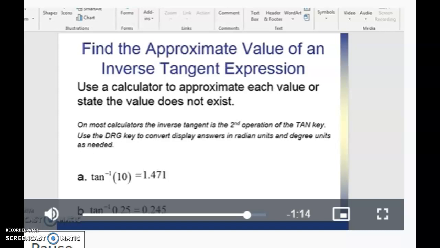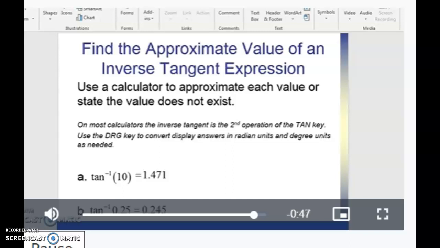Approximating inverse tan expressions is done using a calculator, like with the previous trig functions. On most calculators, the inverse tangent is the second function of the tangent key. Again, make sure you're in the right units, be it radians or degrees. Again, these examples are in radian units.